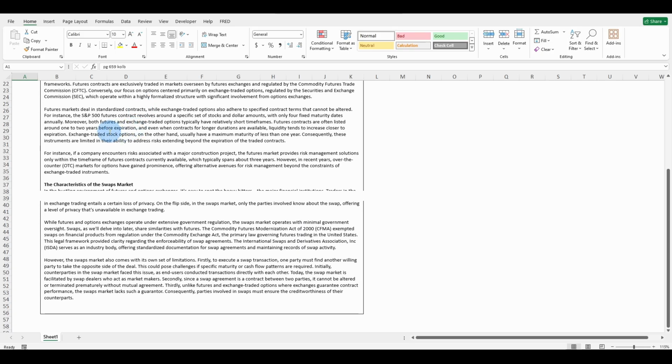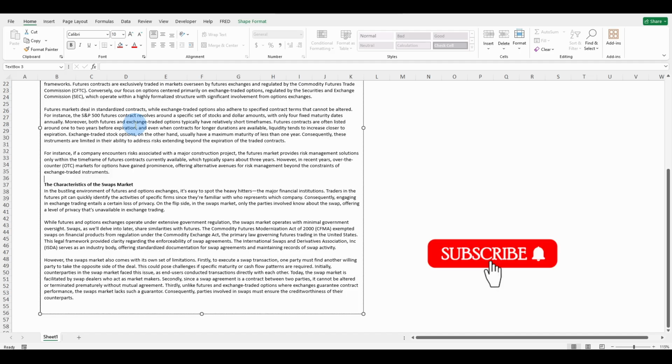Futures markets deal in standardized contracts, while exchange-traded options also adhere to specified contract terms that cannot be altered. For instance, the S&P futures contract revolves around a specific set of stocks and dollar amounts with only 4 fixed maturity dates annually. Moreover, both futures and exchange-traded options typically have relatively short time frames. Futures contracts are often listed around 1 to 2 years before expiration, and even when contracts for longer durations are available, liquidity tends to increase closer to expiration.